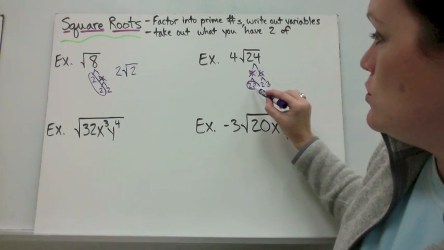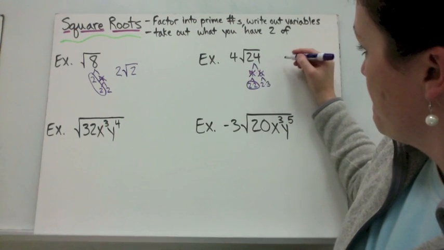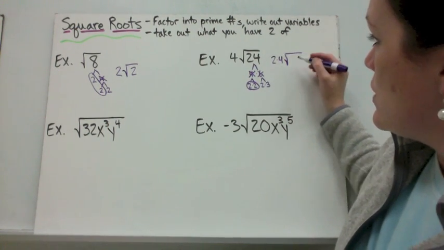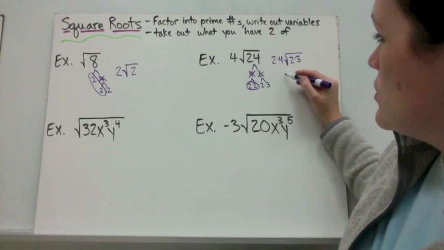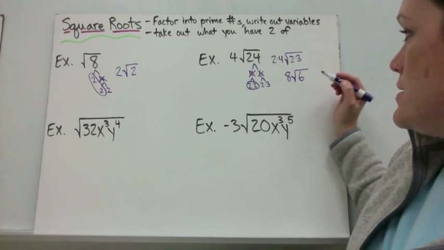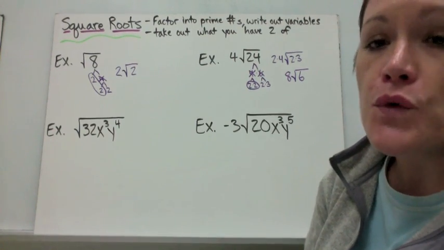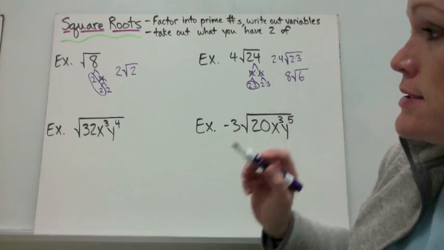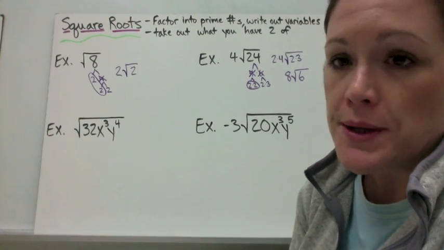So I'm going to take 2 times 4, and I will have the square root of 2 times 3 left over. So that cleans up to look like 8 on the outside and 6 on the inside. So 4 square root 24 is now simplified to be 8 square root 6. Let's look at example 3.